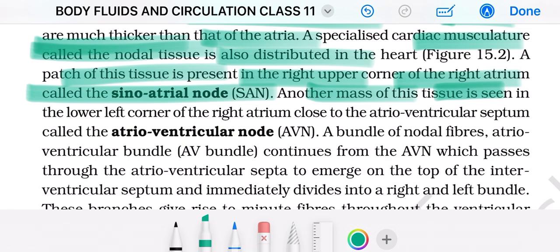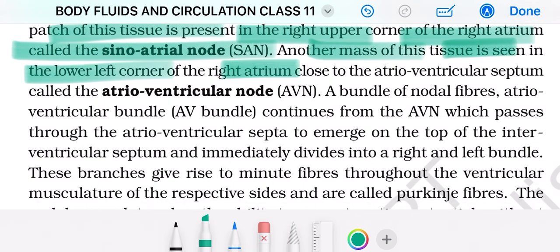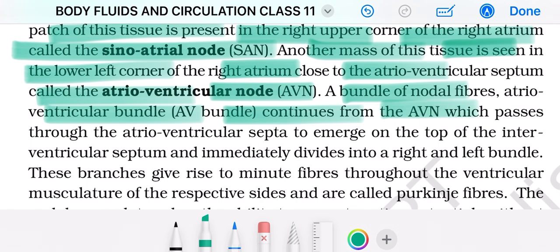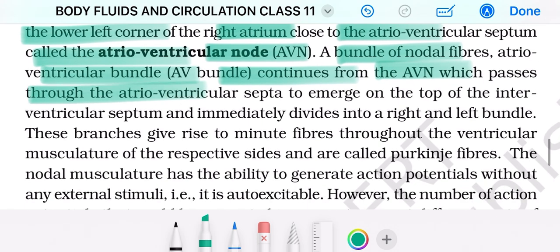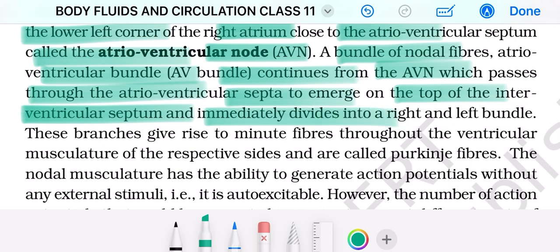Another mass of this tissue is seen in the lower left corner of the right atrium close to the atrioventricular septum called the atrioventricular node. A bundle of nodal fibers, the atrioventricular bundle, continues from the AVN which passes through the atrioventricular septa to emerge on the top of the interventricular septum and immediately divides into a right and left bundle.